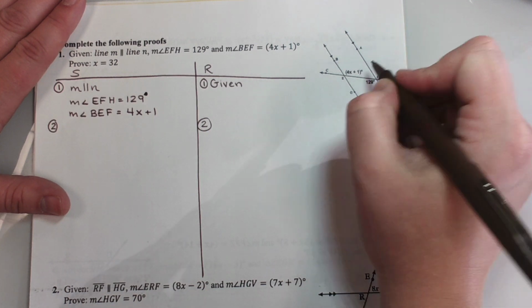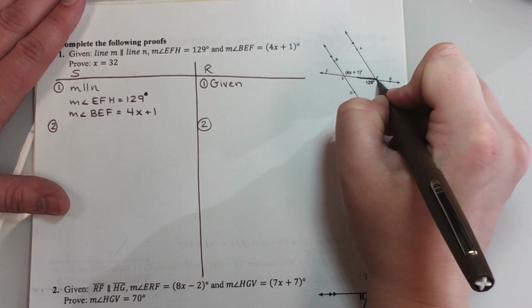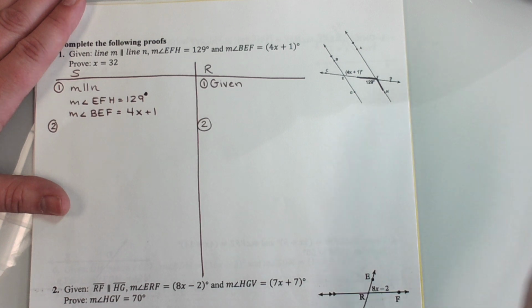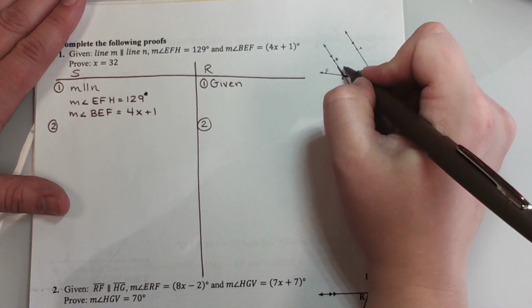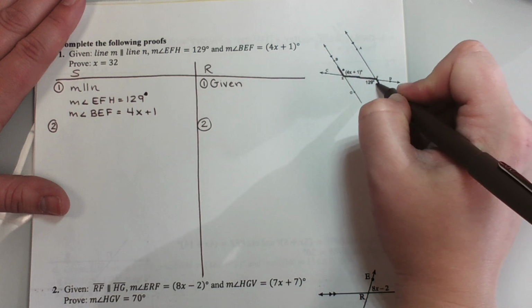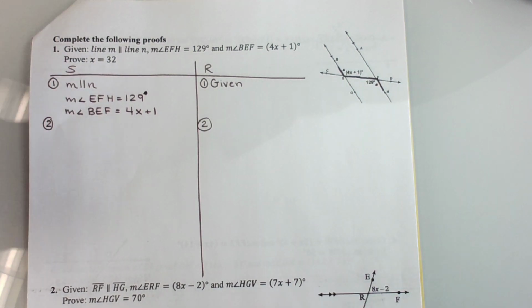EFH. Now, thankfully, this picture's got them marked, but they won't always be marked. And angle BEF. In fact, when they're not marked, I just tend to put a dot on them. If they are marked, they're already marked. I have to determine what kind of angle pairing those are. We have corresponding, alternate interior, alternate exterior, or consecutive interior angles.